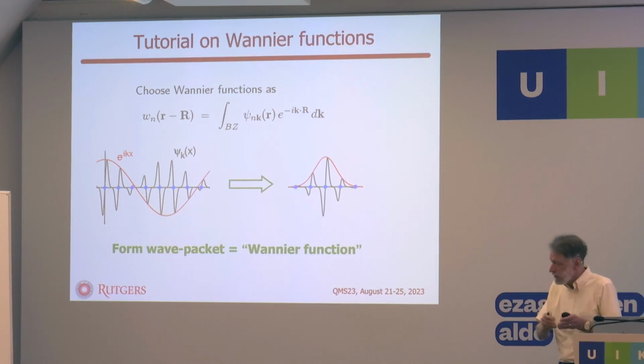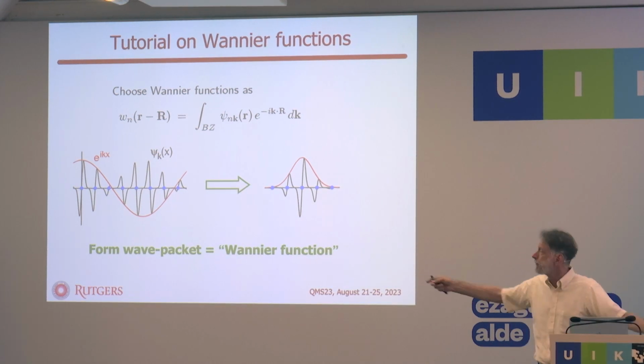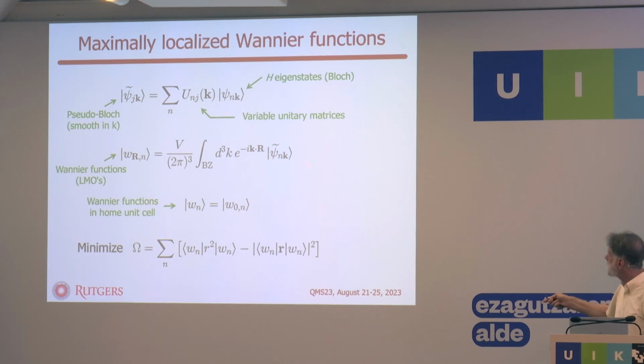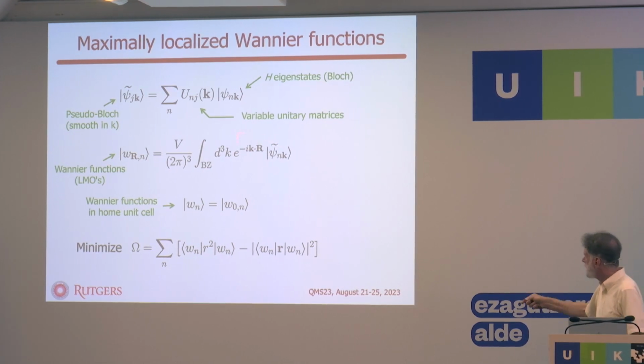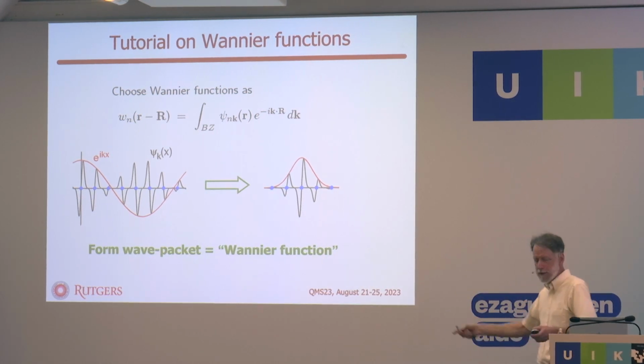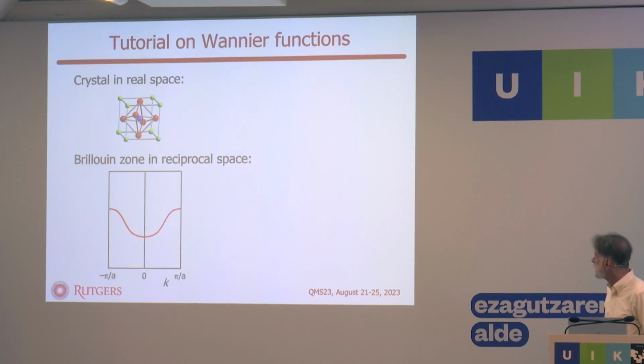To do that, you want to use as much of reciprocal space as you can, and you have the whole Brillouin zone, so you use the whole Brillouin zone, which is basically what we're doing here. We're making a wave packet by integrating over the whole Brillouin zone. We want something as localized as possible, so it has to be as delocalized as possible in reciprocal space, so you integrate over the whole Brillouin zone.